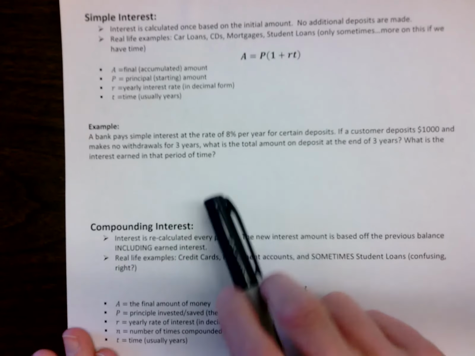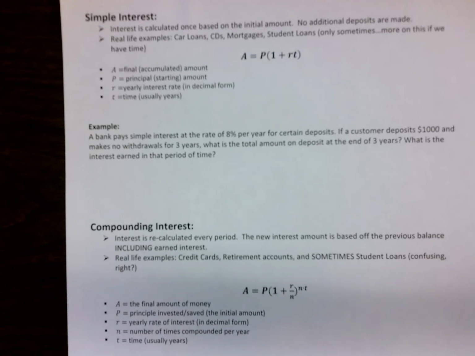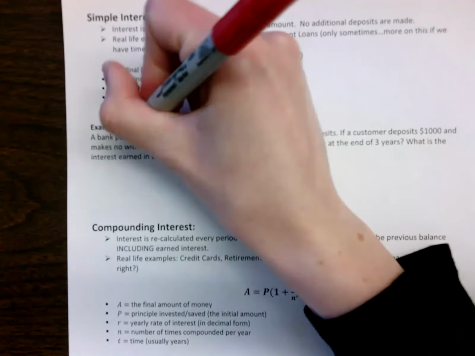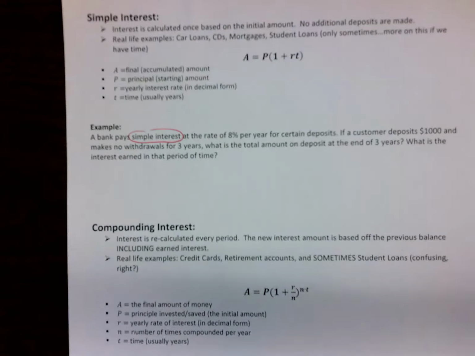Okay, so let's look at an example. Our bank pays simple interest at a rate of 8% per year for certain deposits. If you put $1,000 in and you don't make any withdrawals, so we're not trying to make this complicated, and leave it there for 3 years, what's the total amount at the end of 3 years, and how much interest have you earned? First of all, the key phrase tells you that it's simple interest. It'll come right out and tell you if it's going to be simple interest.